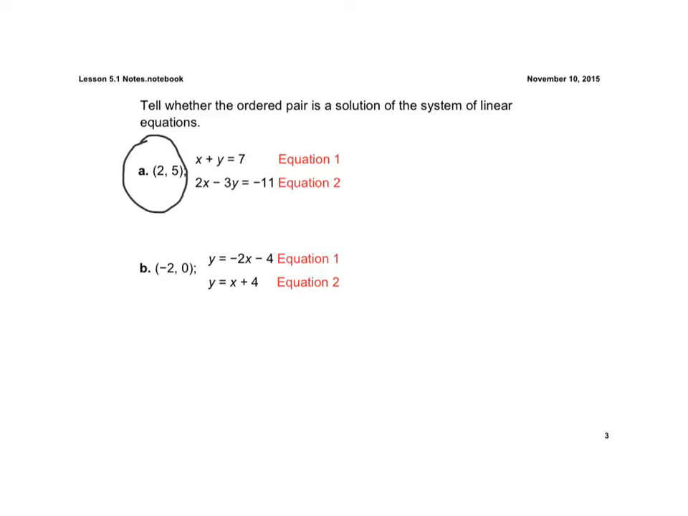So again, remember, ordered pair is always the x term followed by the y. So we're going to substitute into this first equation. It's 2 plus 5 is equal to 7. 7 equals 7, and that checks.